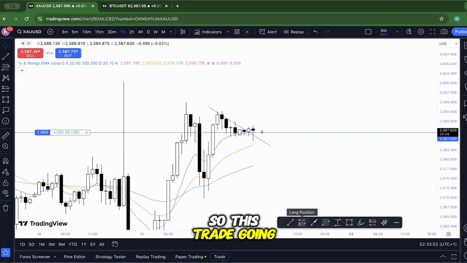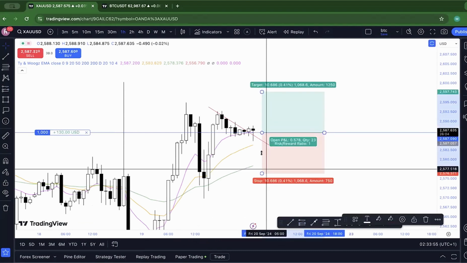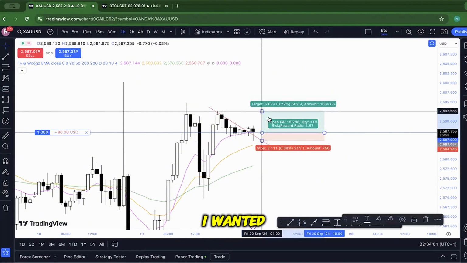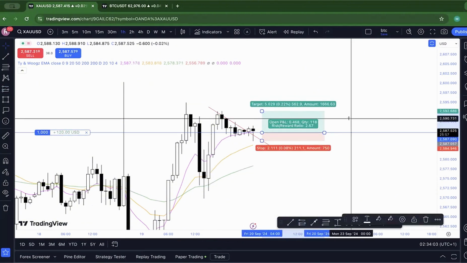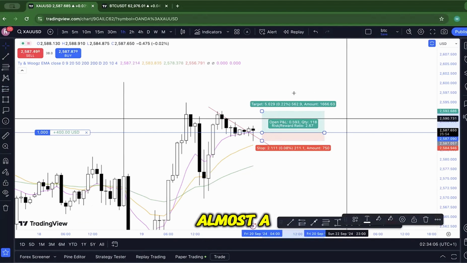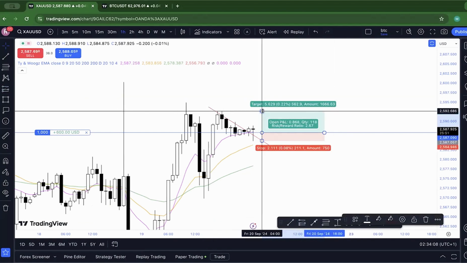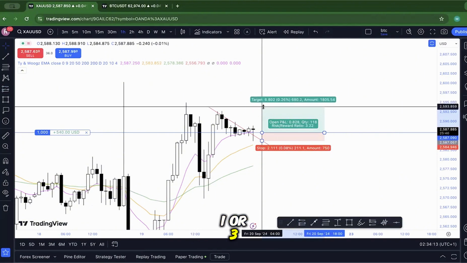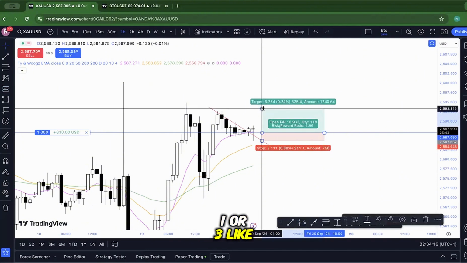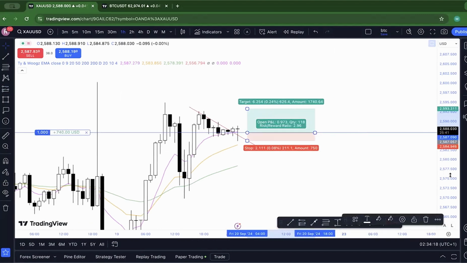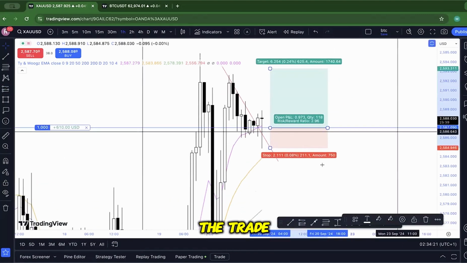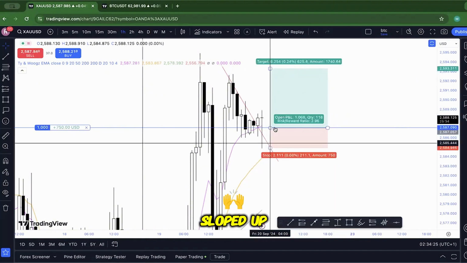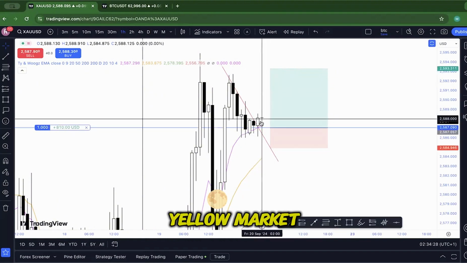So this trade is going to be almost a 1 to 3. Whether we take that, it could be a 1 to 3. Let's just do a 1 to 3. That's about right there. That's going to be the trade. And it's off of this moving average sloped up at support, which is going to be the yellow.